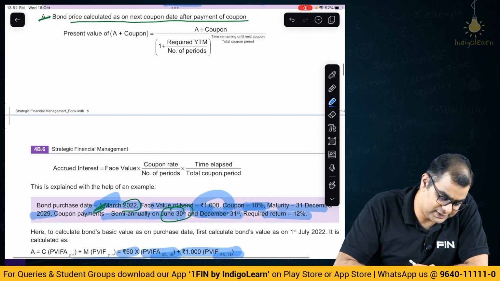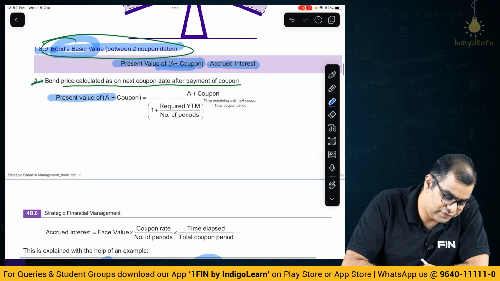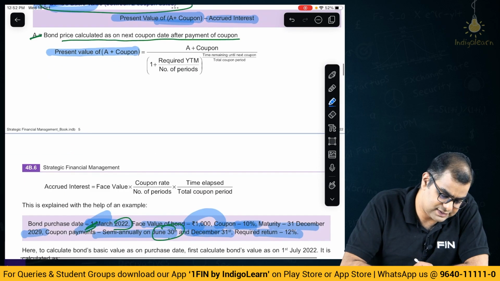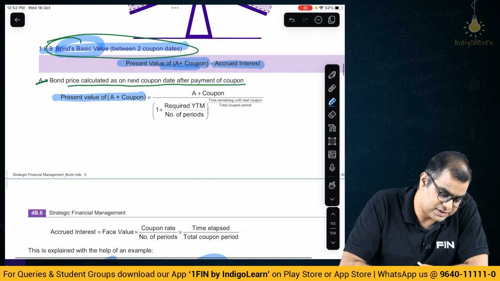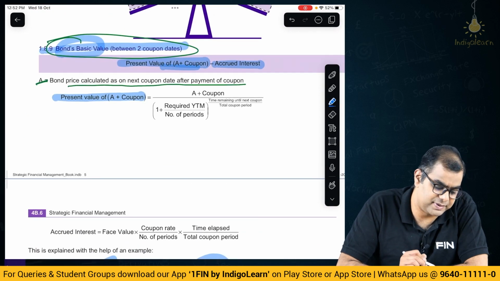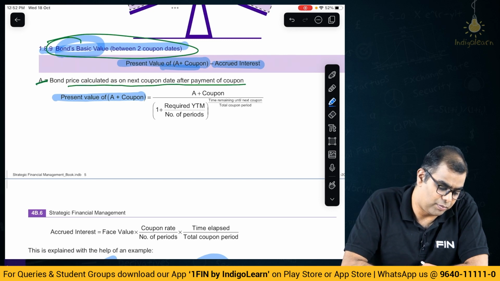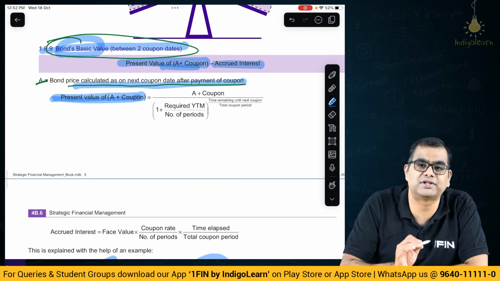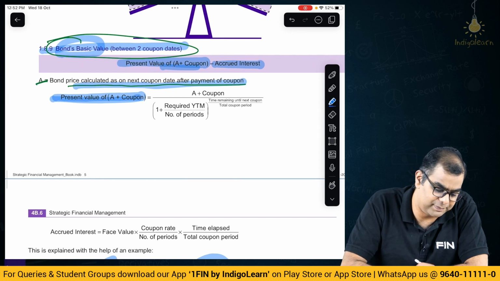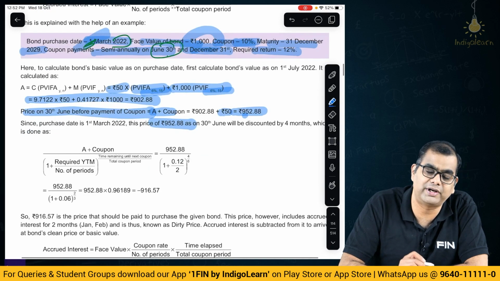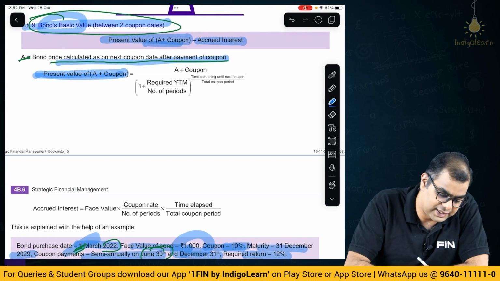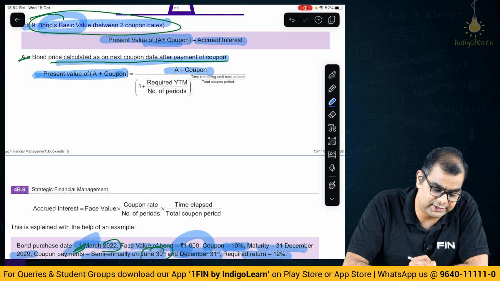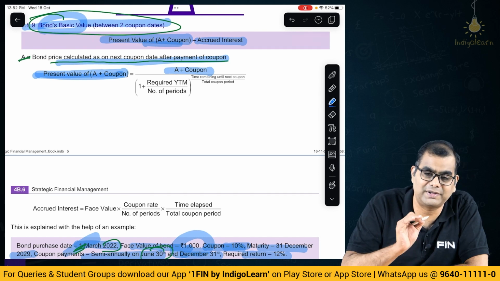What is the formula here? Present value of A and coupon, and A is basically the bond price after the next coupon date. So this present value of A plus coupon, what you are trying to compute, A plus coupon value is 952.88. Now for that 952.88 you have to compute the present value. So you put 952.88 as numerator, and you divide it by 1 plus the yield.